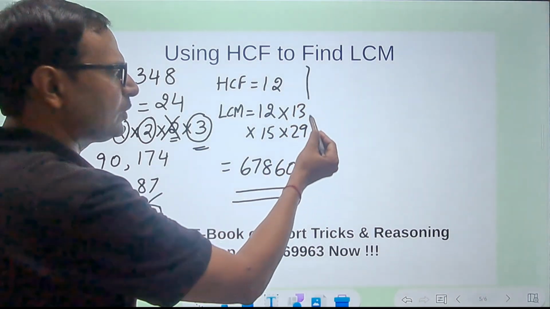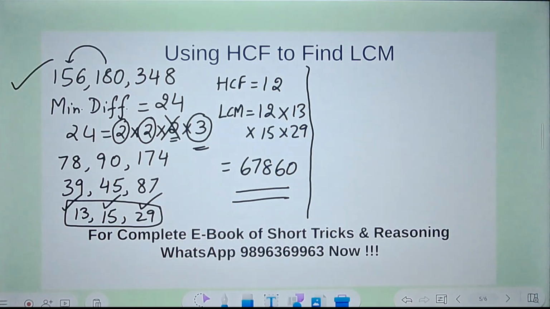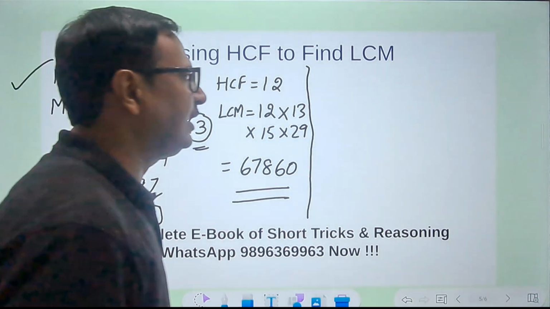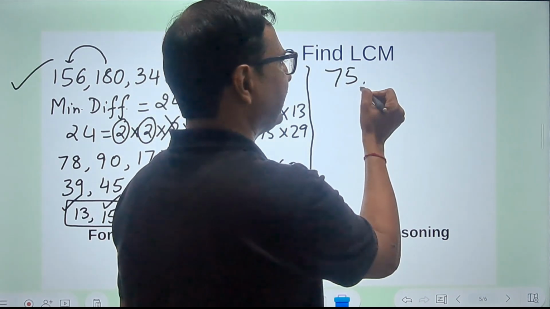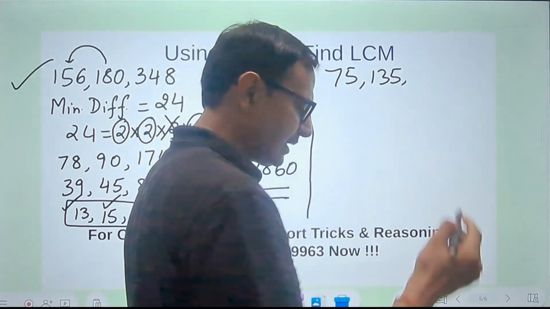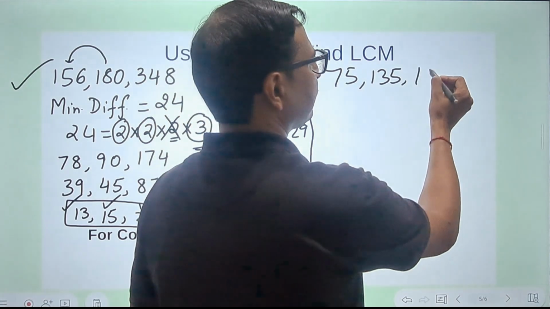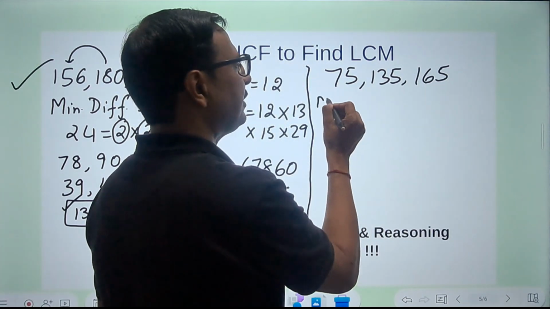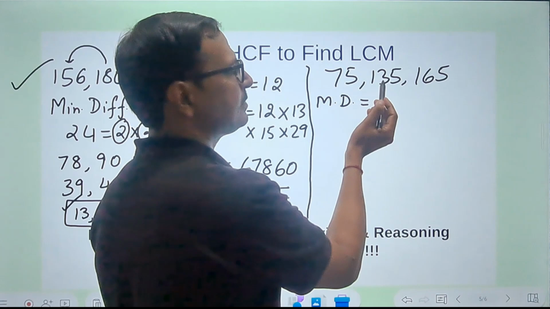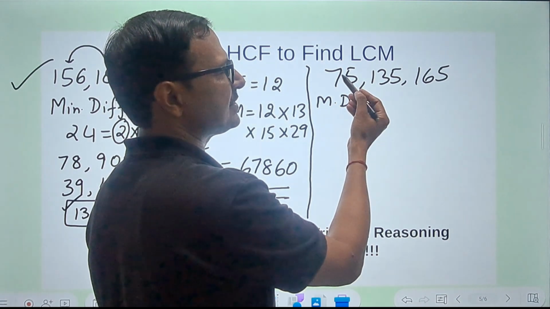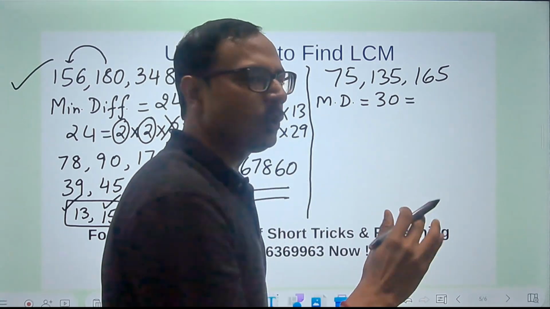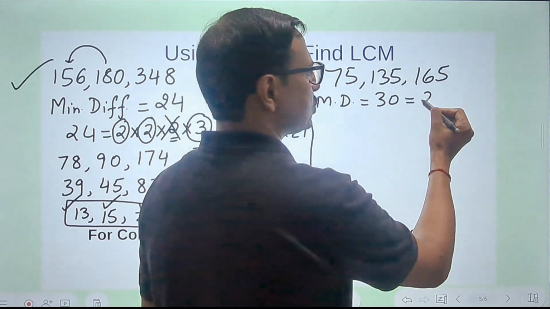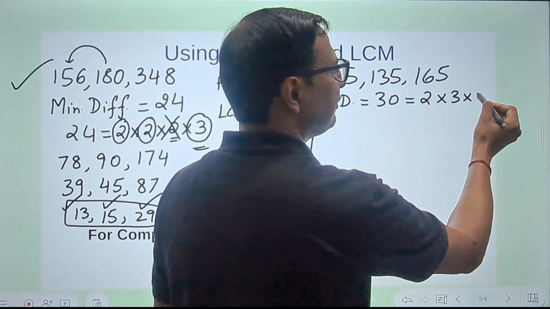Now in the first attempt, this method might look a little lengthy, but I'll show you one more example and you will feel much more comfortable. So 75, 135 and let's take the third number as 165. Okay, so what is the minimum difference now? The minimum difference between these two is 30, right? 135 minus 165 gives 30. So 30, if you divide it into factors, this is 2 into 15, so 2 into 3 into 5.